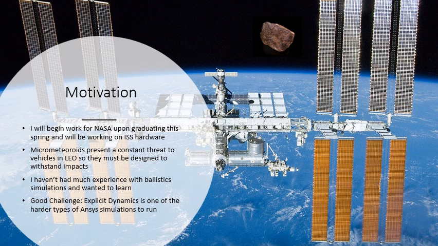But I figured this project would be interesting given the context of this class and the work that I will be doing in the future. So micrometeoroids present a constant threat to vehicles in low Earth orbit, and so vehicles up there must be designed to withstand these impacts. Another motivation, I haven't had much experience with these types of simulations, explicit dynamics, so I wanted to learn and experiment with it and just try to get a better understanding of how it worked.